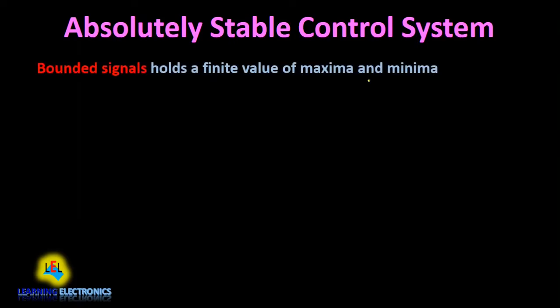Now let us see what bounded signals are. Bounded value of signal represents a finite value. That means bounded signals hold a finite value of maxima and minima. So if maximum and minimum value of any signal is finite, then that type of signal is called a bounded signal. And if maximum and minimum value of any signal is finite, that means all other values between maximum and minimum will also be finite. Okay, now let us see examples to understand this bounded signal.